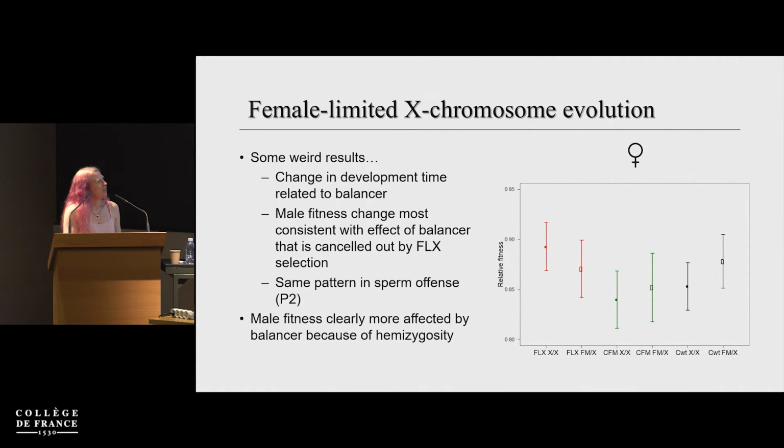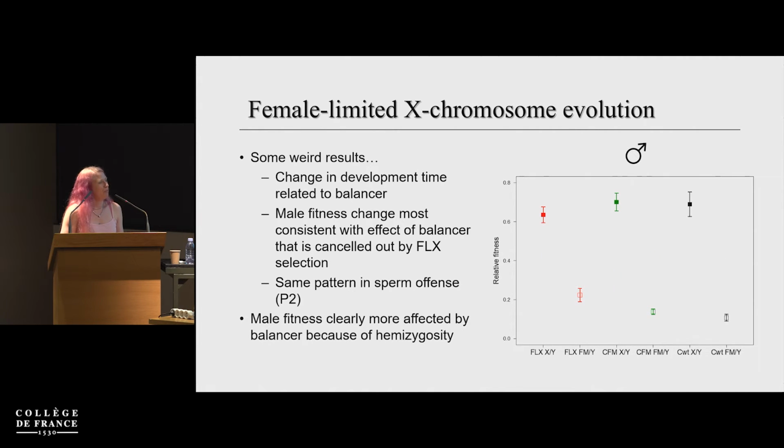So here we have females that have 2 copies of the evolved X versus 1 copy of the evolved X and 1 FM balancer, the same way as they would be in the selection populations. And for the females, there's no difference at all, but for the males, there's a really striking difference. The males that get an evolved X are doing fine, but the ones that have a Y chromosome and the FM balancer, i.e. the ones in these selection populations, do very poorly.